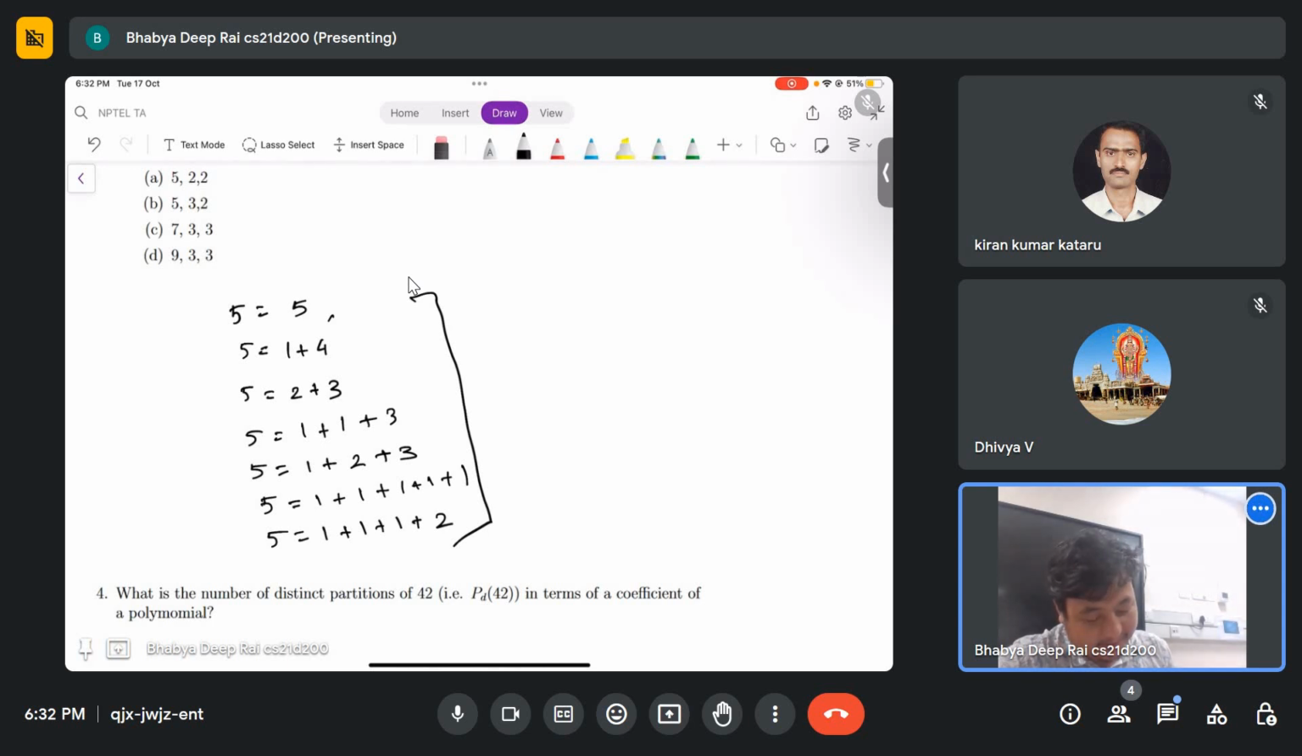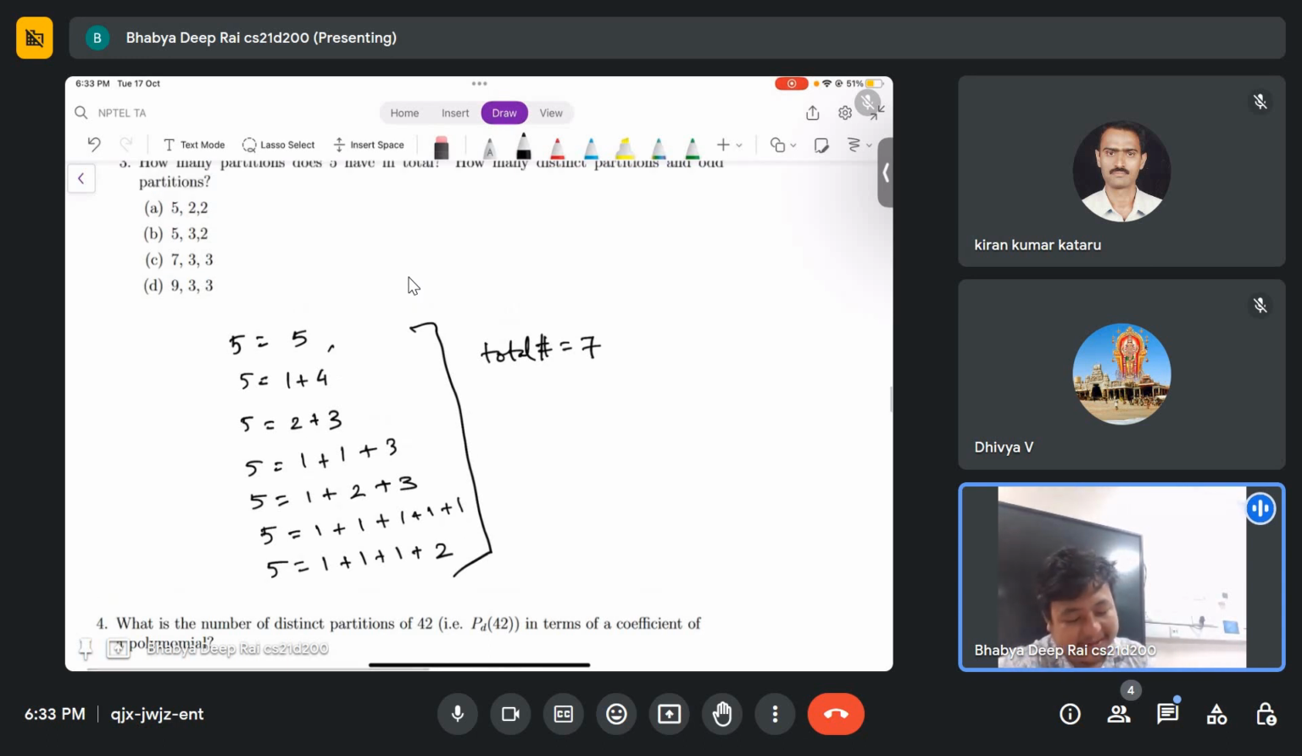Because see, if you start grouping them, all partitions with 2 in it are already done for us. If you group 3, then all partitions with 3 are already done for us. So the total number is equal to 7. So C should be the correct answer. That's right. And let's check whether the odd partitions and distinct partitions are also true or not.